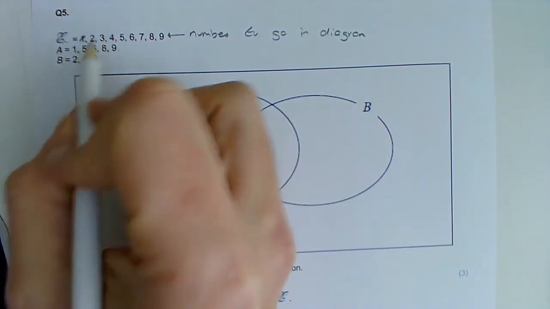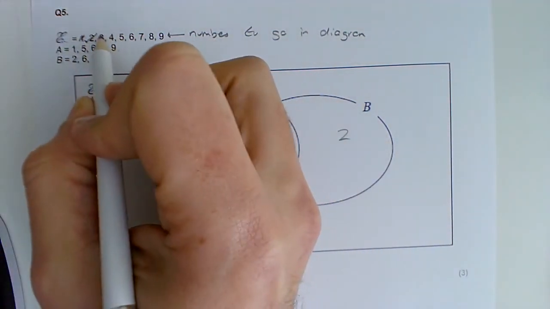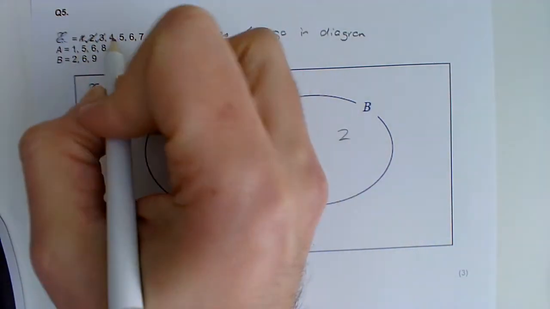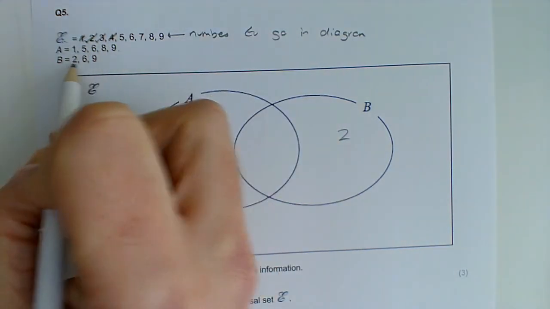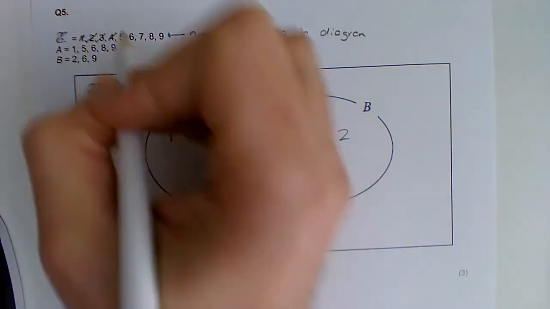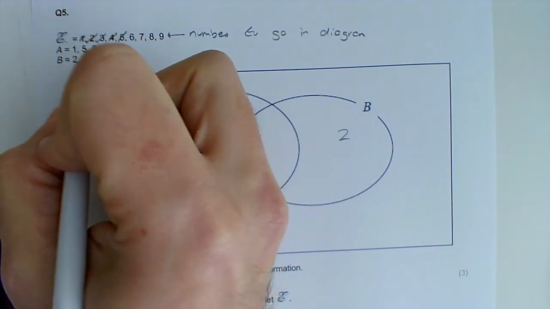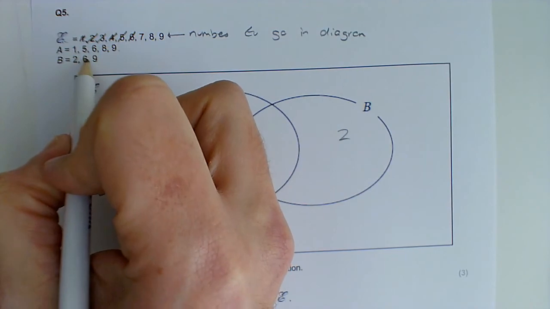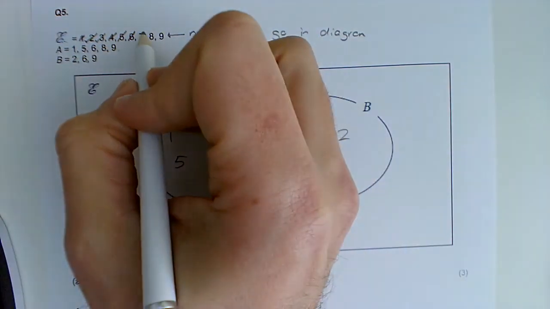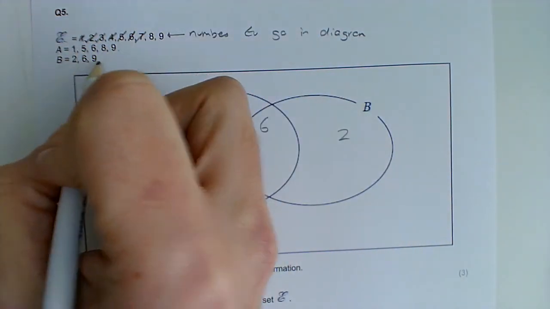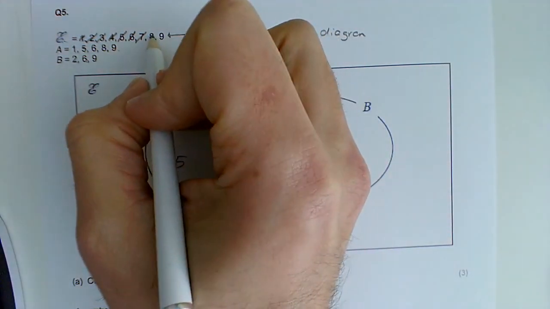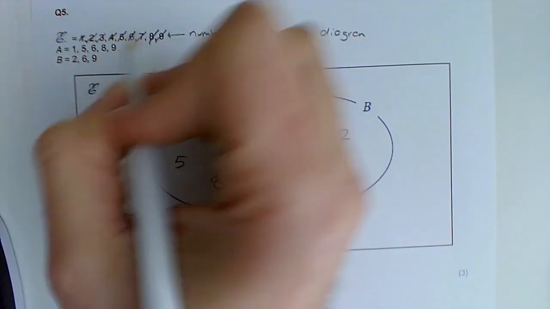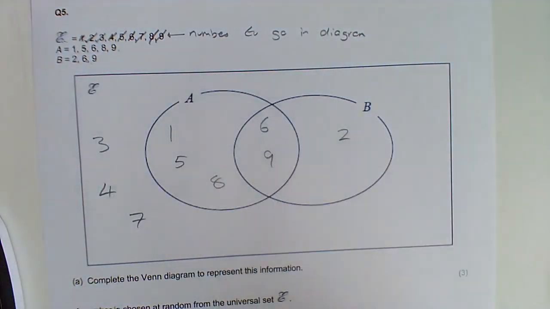2 isn't in A, but it's in B, so that goes in there. 3 isn't there or there, so 3 goes on the outside, cross that one off. 4 isn't in A or in B, so that'll be on the outside as well. 5 is in A but not in B, so that goes there. 6 is in A and in B, so that goes in the middle. 7 isn't in A or in B, so it goes on the outside. 8 is in A but not in B, so it goes there. And 9 is in both, so 9 goes there.